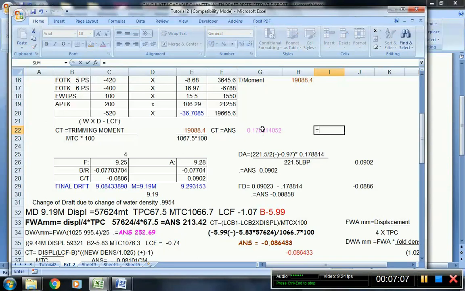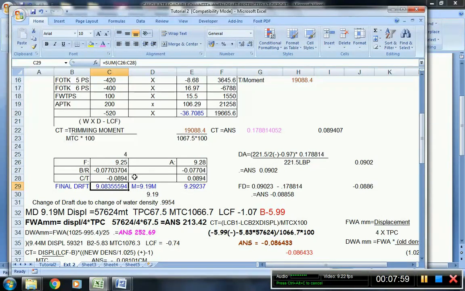Okay, equals, and your change of trim divided by 2, so this is the half, 0.089. Since the direction of your change of trim is going aft, therefore it should be plus for the aft correction, equals like that. Then forward bears a negative sign, equals like this, there is a negative sign. Enter. Okay, algebraic, the answer is 9.083 and 9.29.